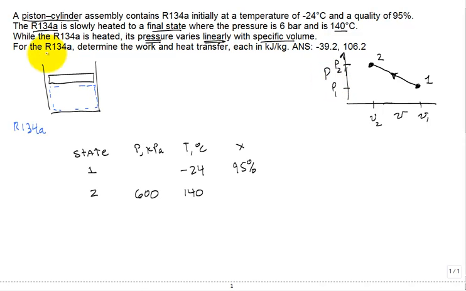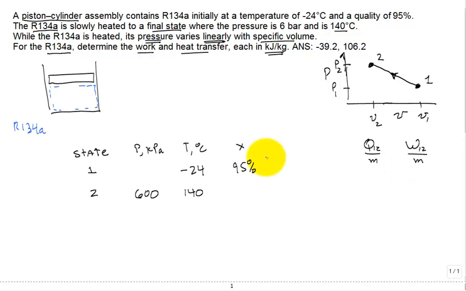For the refrigerant 134A, we want to determine the work and the heat transfer in units of kilojoules per kilogram. So we're asked to find the heat transfer during the process divided by the mass, Q over m, and the work for the process divided by the mass, W over m. That gives us the units of kilojoules per kilogram for each of those terms.